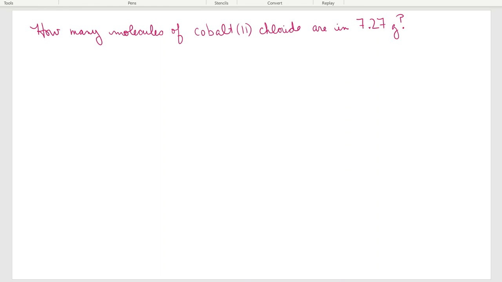Okay, let's analyze this. We have our starting point. We're going to start with 7.27 grams of the cobalt 2 chloride. We need to know the chemical formula of cobalt 2 chloride. Again, I cannot emphasize enough how important ionic nomenclature is. Cobalt 2 chloride has the chemical formula of CoCl2.